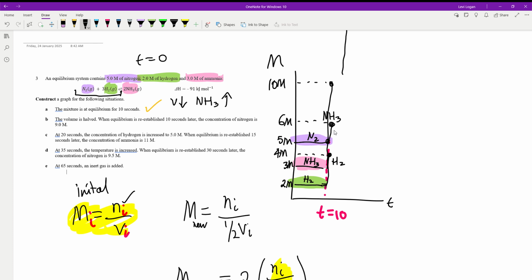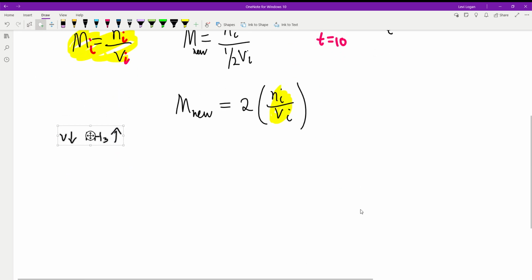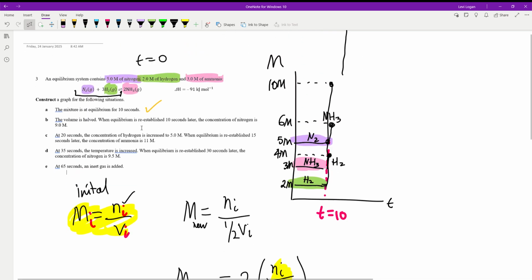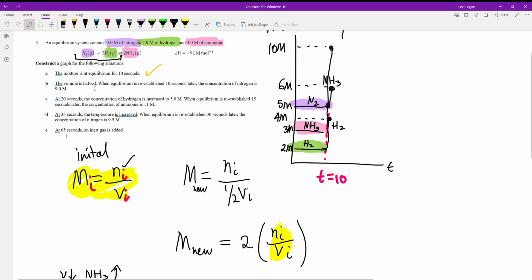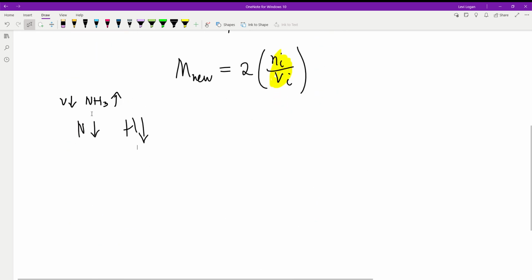Okay. Now, so if I were to bring this down here, so the nitrogen is going down and so is the hydrogen, which makes sense because look here in the question. The volume is halved. When equilibrium is re-established 10 seconds later, the concentration of nitrogen is 9 molar. So the nitrogen decreased, which is exactly what we predicted.